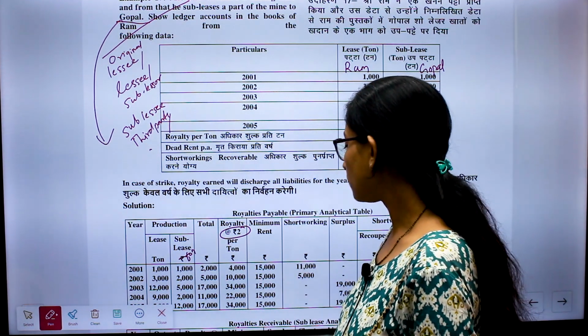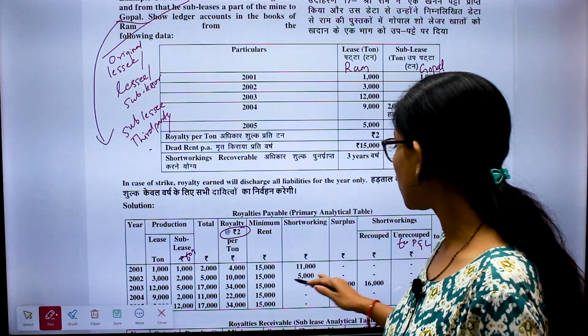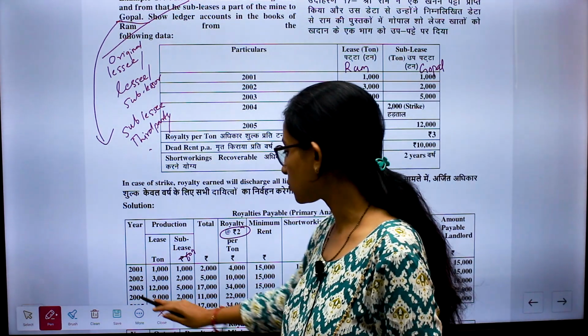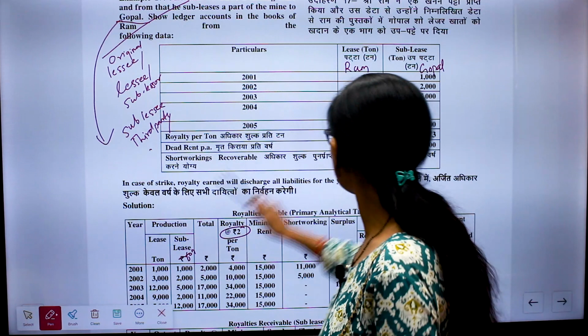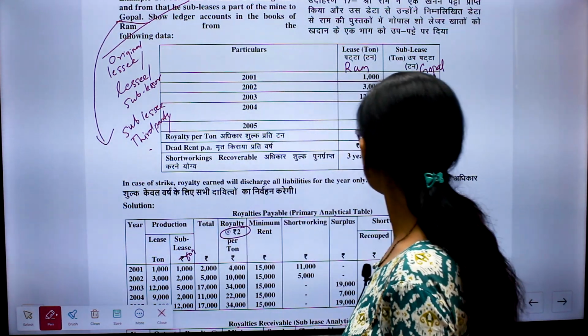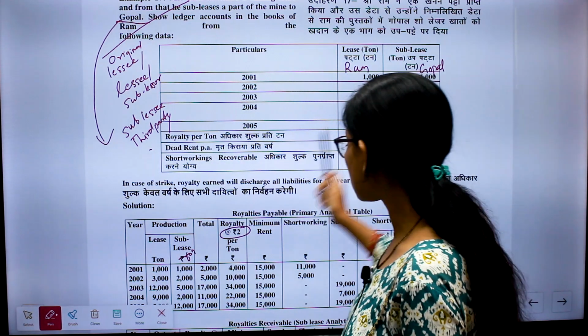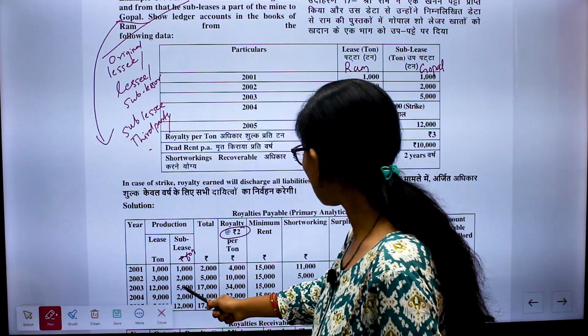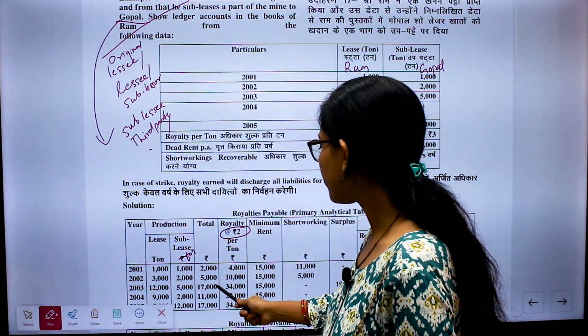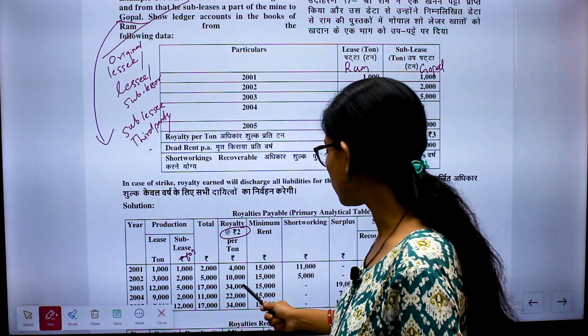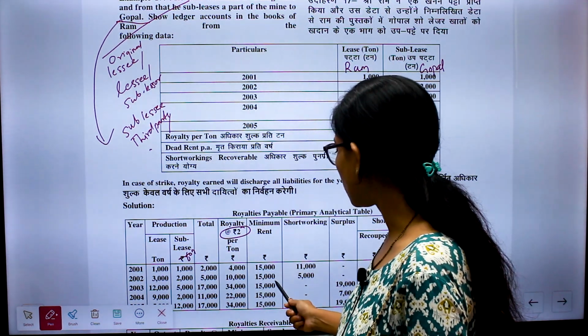After that the minimum rent is 15,000, so we have written 15,000. In 2003, 12,000 tons were produced by Ram. In 2003, 5,000 tons were produced by Gopal. Add this, we'll get 17,000 multiplied by 2, 34,000. Minimum rent is 15,000. Okay.